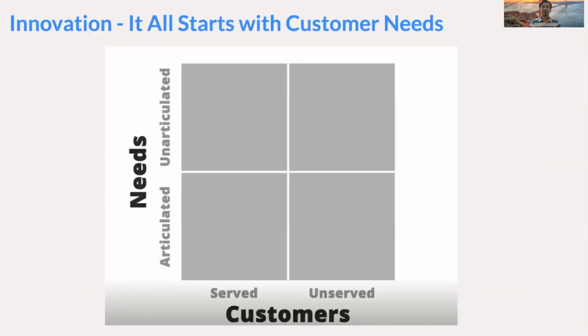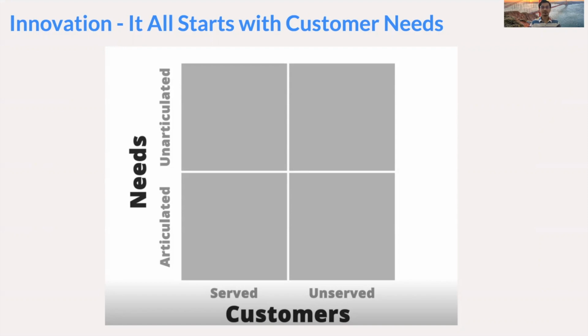Now, whenever it comes to building products, it always starts with some sort of customer need, and it is true for innovation as well. If you see this specific slide, we have a 2x2 matrix of needs and customers. On the need side, we have articulated and unarticulated needs. Articulated needs are what has been explicitly mentioned by the customers: "Hey, companies, I need such a product or service."